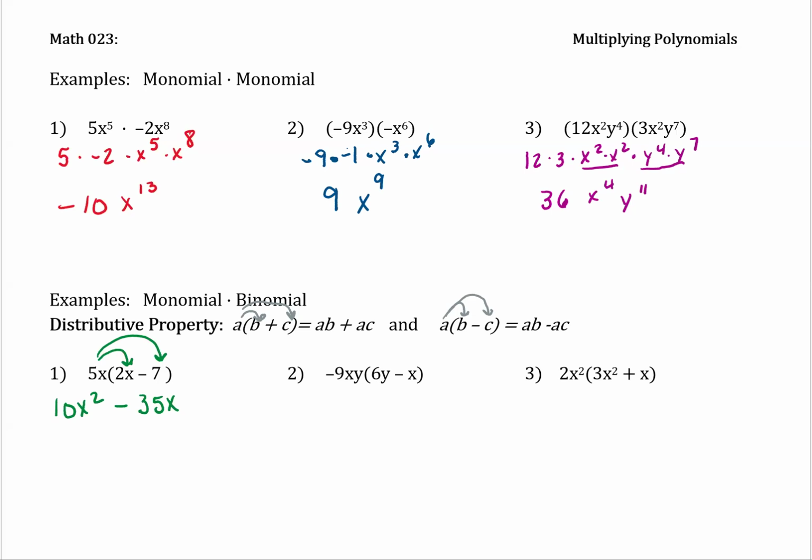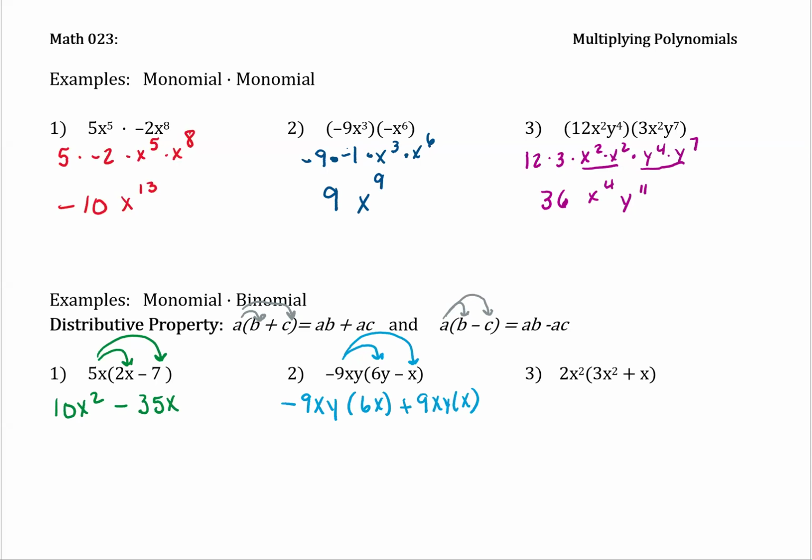Number 2, I write this one with all the steps. So it's negative 9xy times 6x. And then we've got two negatives would make a positive. 9xy times x. If you'd like to write that step out, go for it. I typically will not do that.